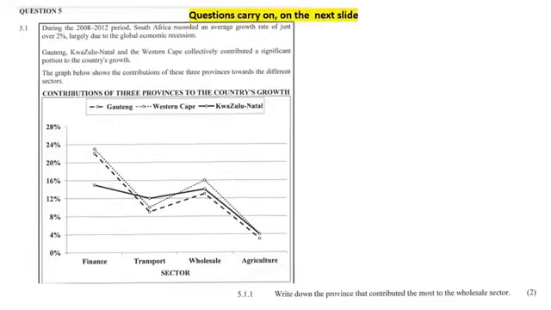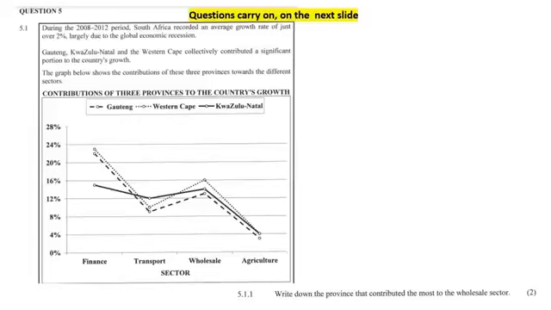So let's try to understand what this question's all about. They tell us that during the 2008 to 2012 period, South Africa recorded an average growth rate of just over 2% due to global economic recession. Okay, Gauteng, KZN, and the Western Cape collectively contributed a significant portion. The graph below shows the contributions of these three provinces towards the different sectors. Okay, so let's try to understand what they're telling us here.